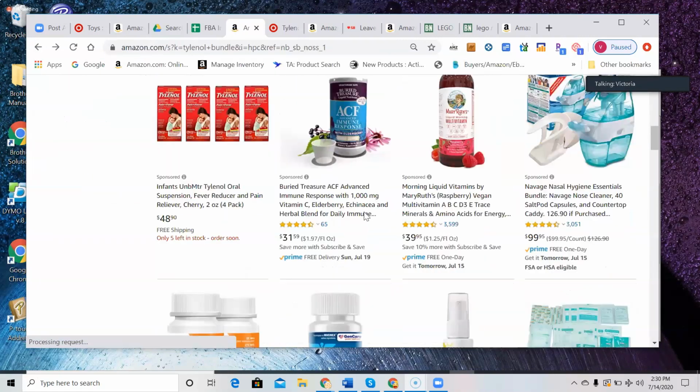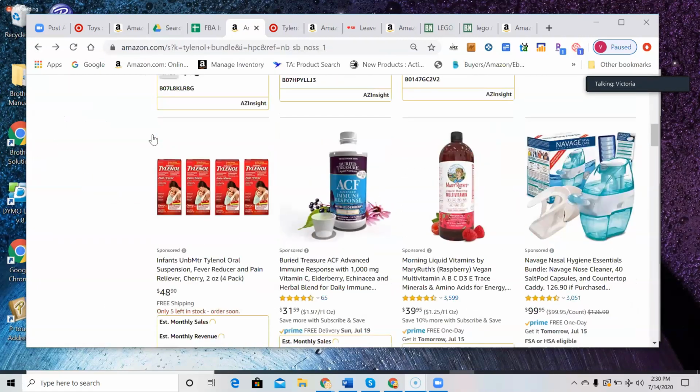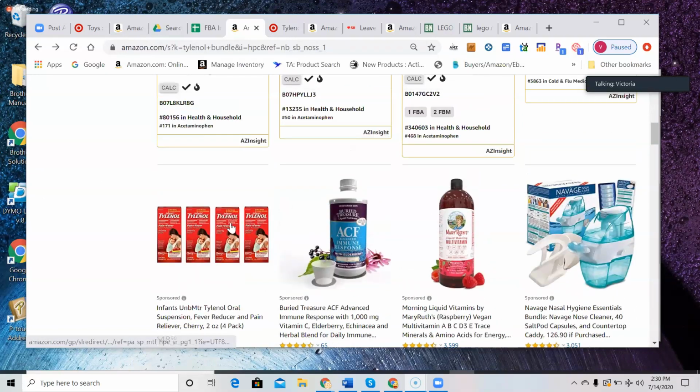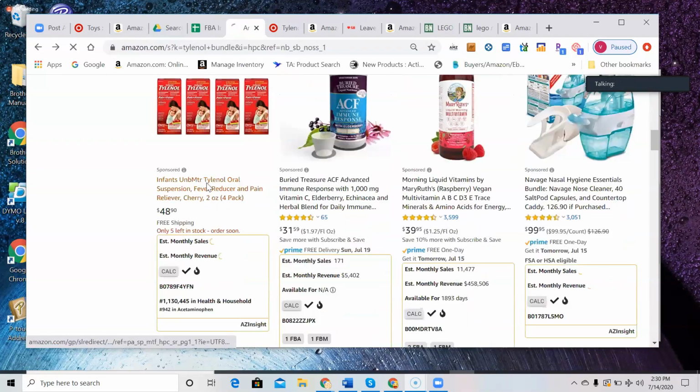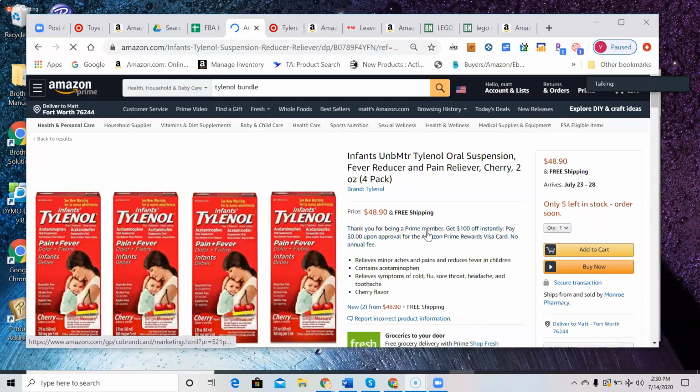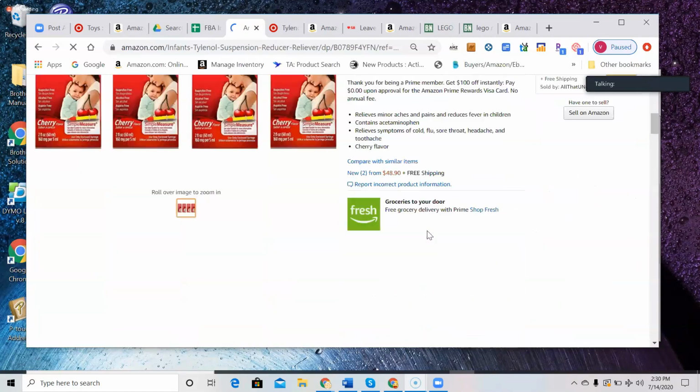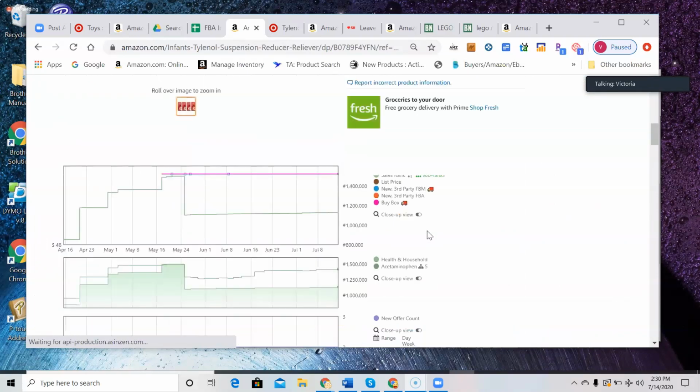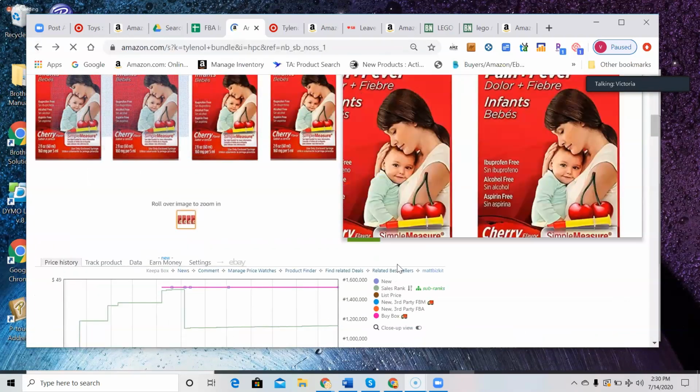So there's a Tylenol multi-pack here. See what the keeper looks like on that. Nope, I would not buy that. Kind of scary.